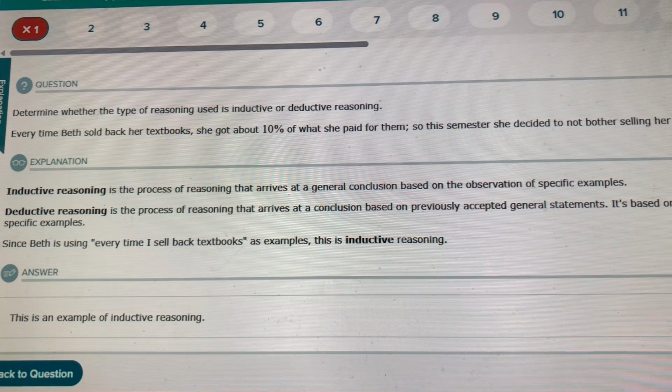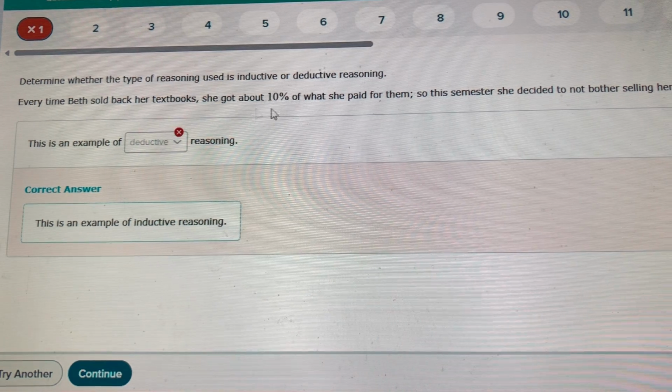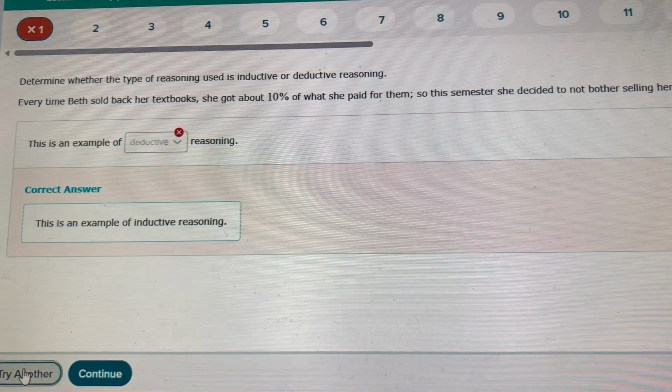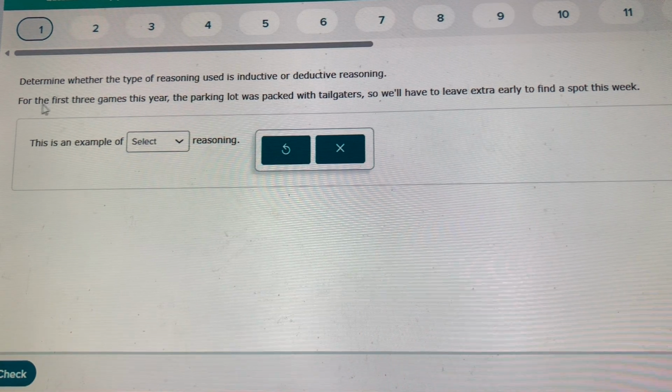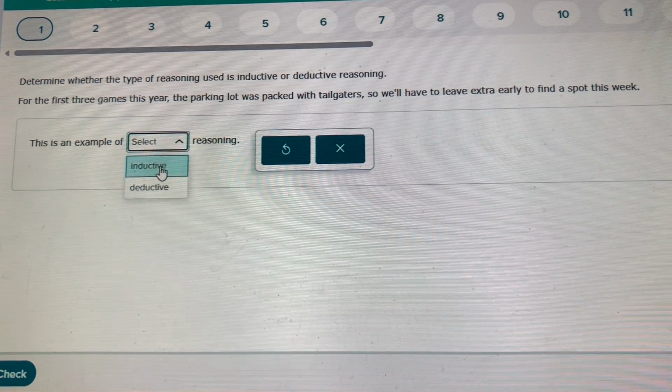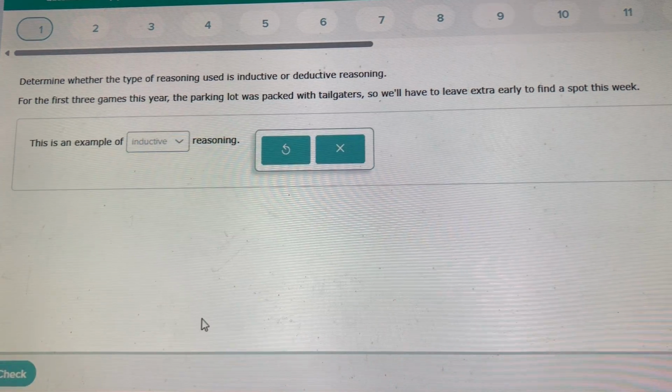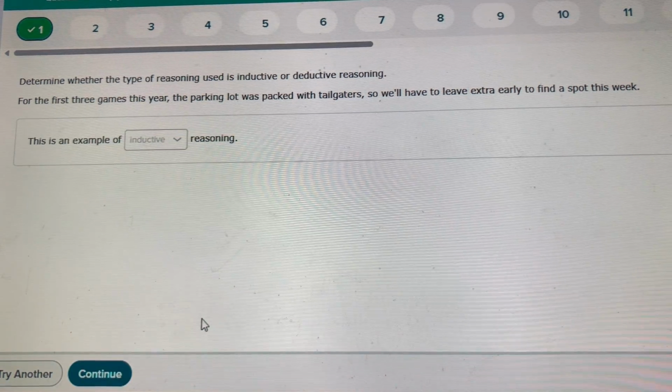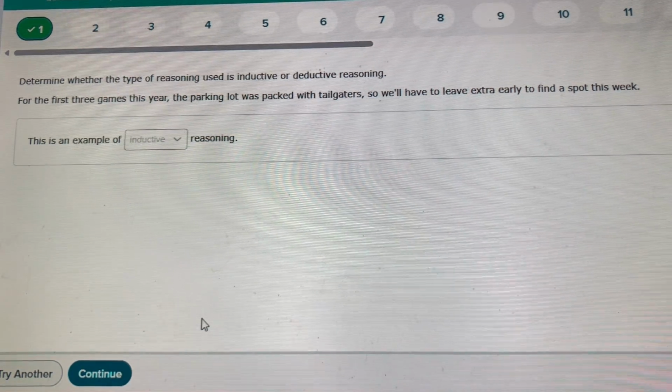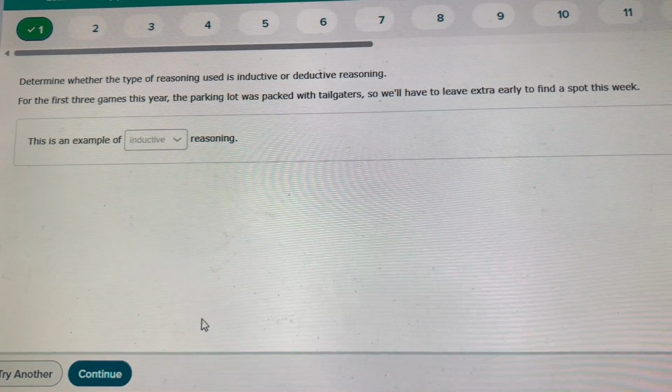So that's the difference. Specific examples are inductive, not specific examples are deductive. This was one specific example that happened to her, so that's why it was inductive. So let's redo that. For the first 3 games this year, the parking lot was packed with tailgaters, so we'll have to leave extra early to find a spot this week. See, that's inductive again because we're doing this based on some examples. Some examples in the past helped me decide what to do next. That's inductive. If it's not based on just a few examples, like 1 or 2 or 3, then it's deductive.